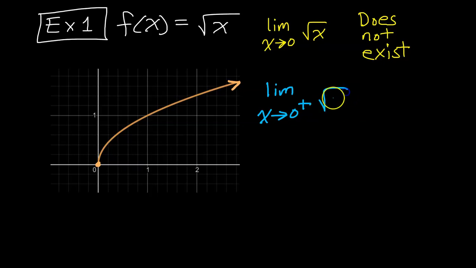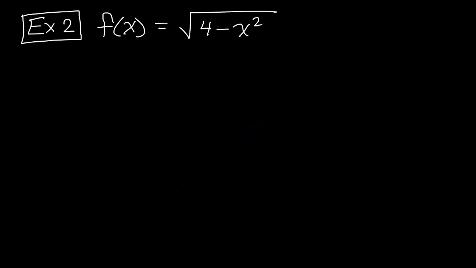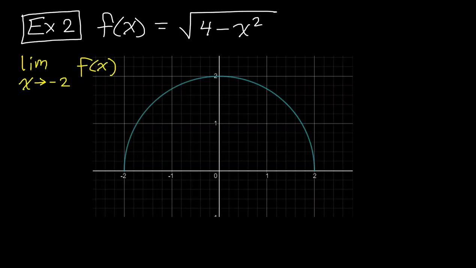So we can say that the limit of the square root of x as x approaches 0 from the right is 0. So what can we say about limits when we're talking about the function f of x equals the square root of 4 minus x squared? Let's look at the graph. Well, here's a quick look at the graph of this function.